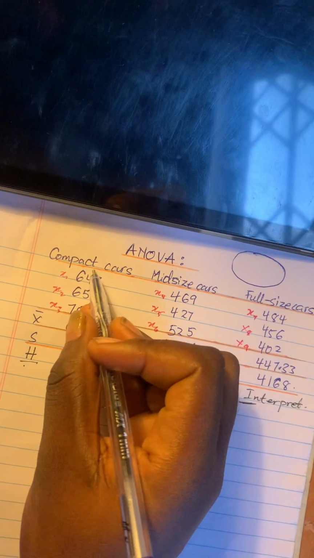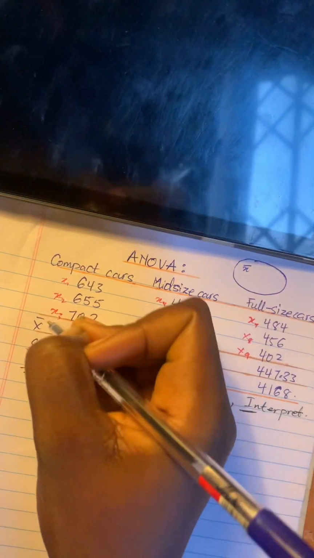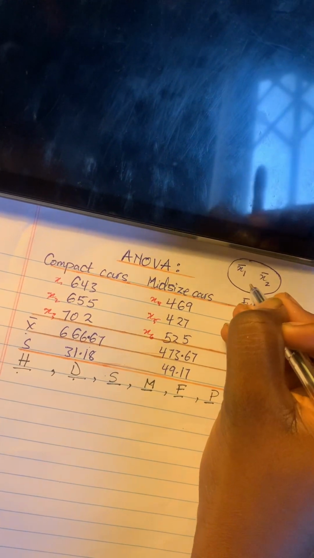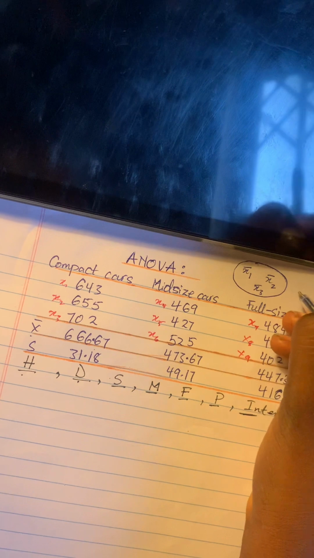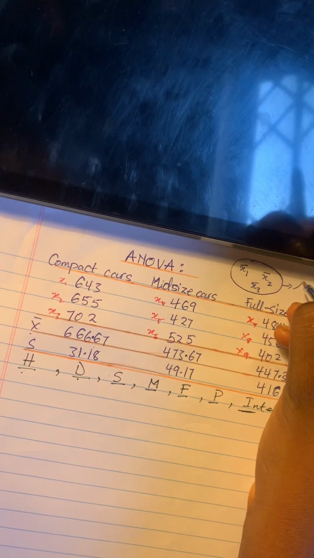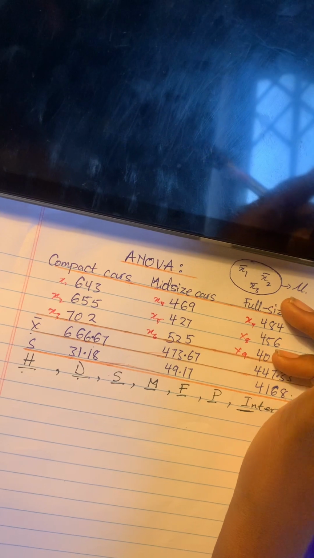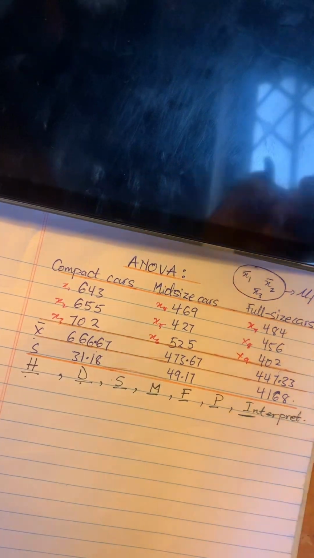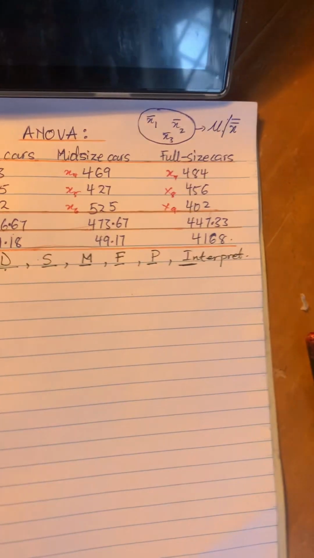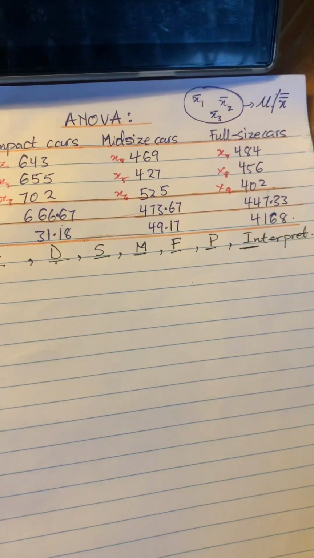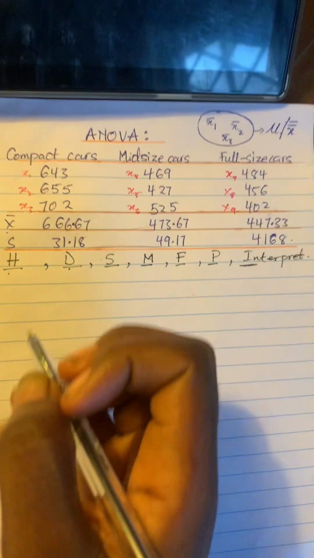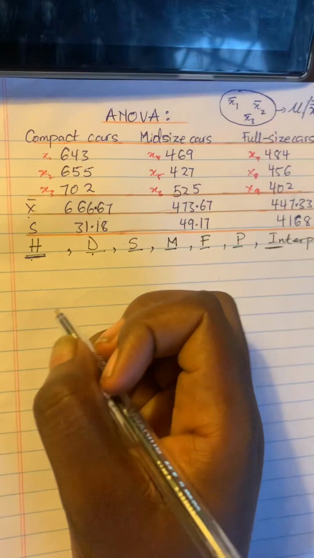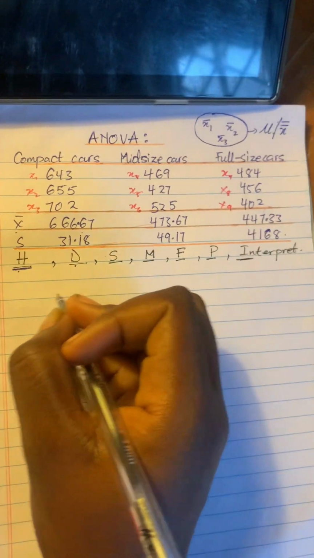And we know that as a whole population, we have 3 samples. So on the average, we have one average for compact cars, second average for mid-size cars, and third average for full-size cars, forming our whole population, which is termed as the population mean or the grand mean. So we are going to begin with our calculations by first stating our hypothesis.